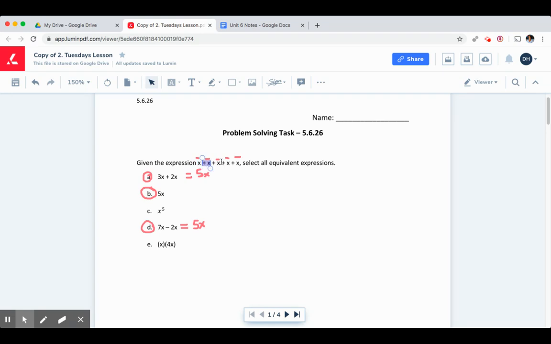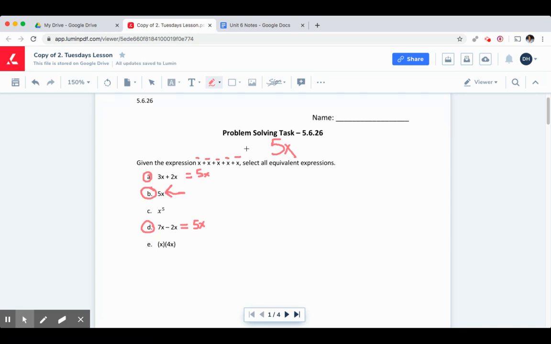1, 2, 3, 4, 5. X is being repeatedly added 5 times. So I could rewrite this using the coefficient 5 connected to the variable x. 5x is the same thing as x plus x plus x plus x plus x because x is being repeatedly added 5 times. So the first equivalent expression that we can select is B because it's written as 5x.